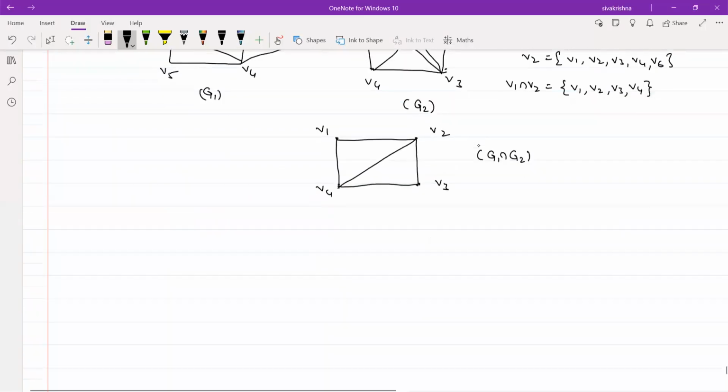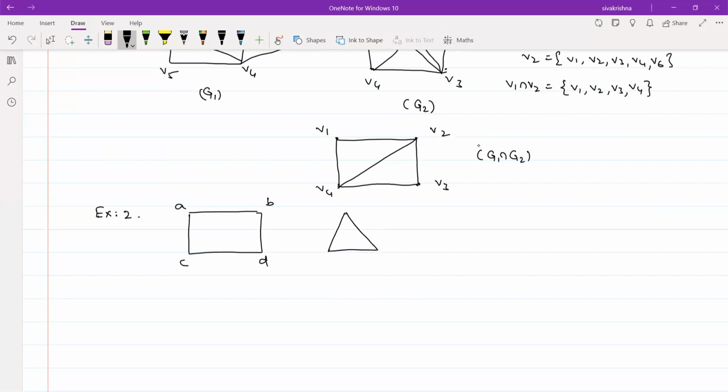Now I am going to discuss another example, that is example 2. Now I am drawing the graph G1 in this way. Okay, this is A, this is B, this is C and this is D. And this is another graph: this is A, this is B and this is C. This is graph G1 and this is graph G2.